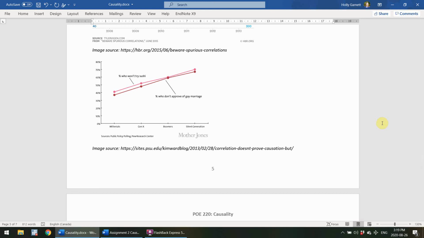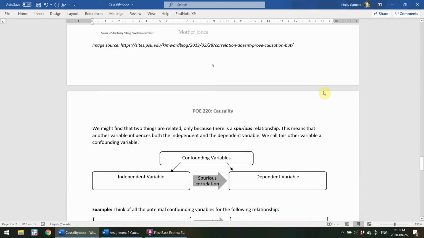So they're related. Now, does this mean eating sushi or trying sushi is going to make you support gay marriage? Probably not. Probably what's happening is that people who are socialized in larger, diverse cities who are likely to try sushi are also likely the people who've been socialized to approve of gay marriage. Okay, so I think you guys get the drift.